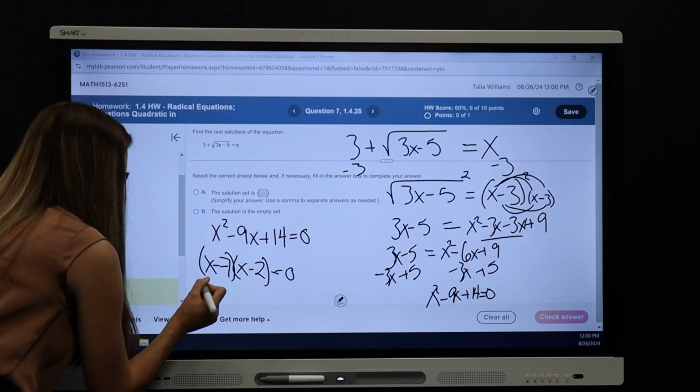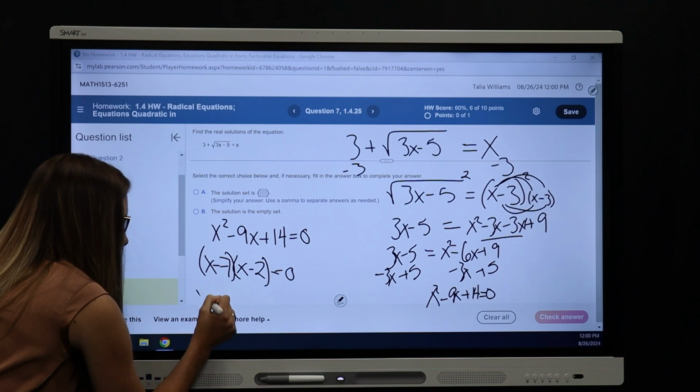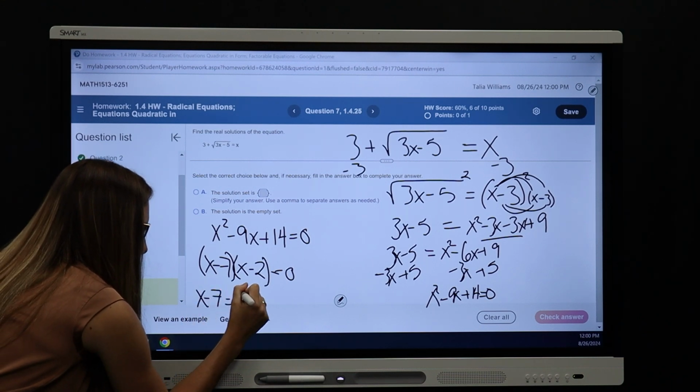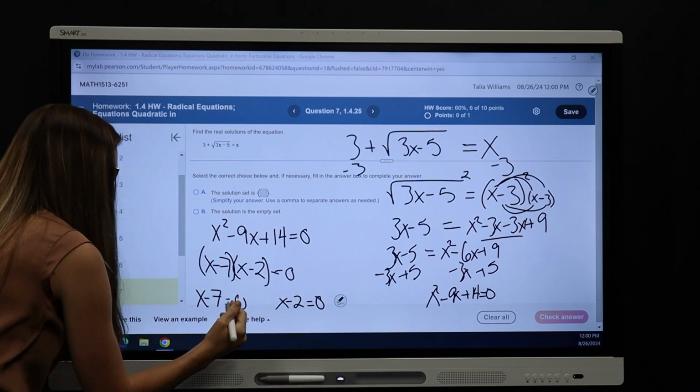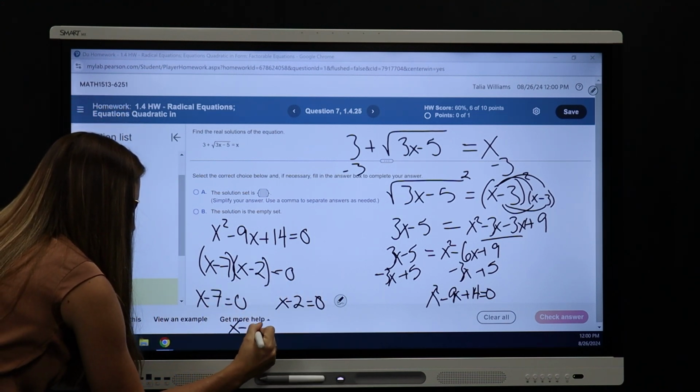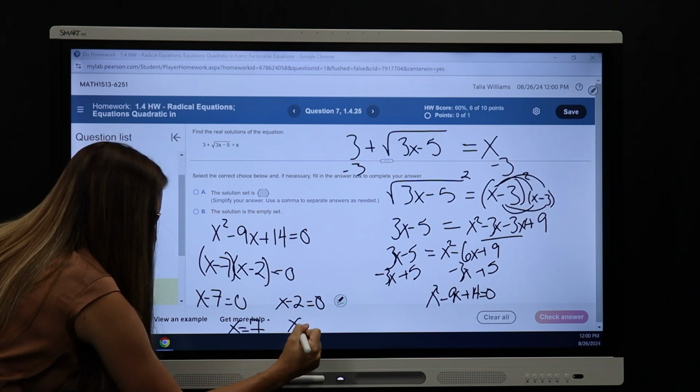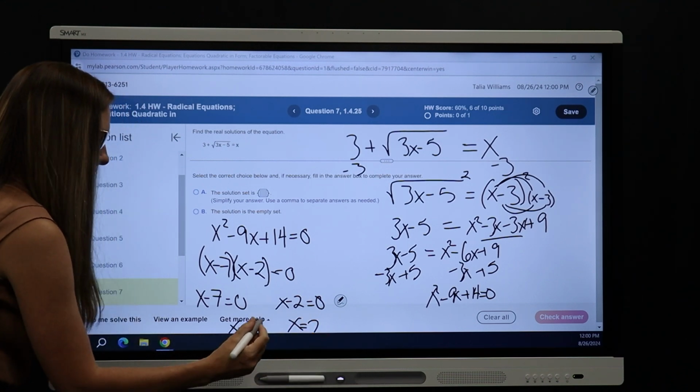This set we're going to have to check. So we're going to have x minus 7 equals 0 and x minus 2 equals 0. So right here we have x equals 7. I don't like it right there. X equals 2.